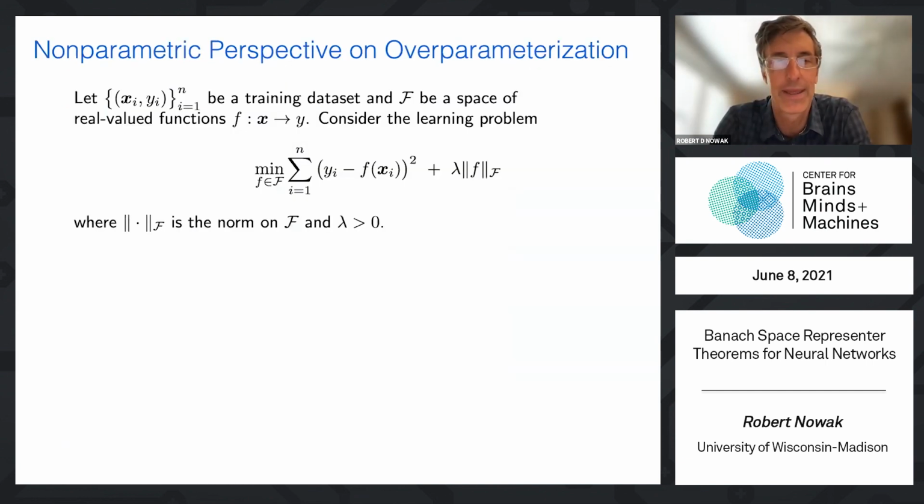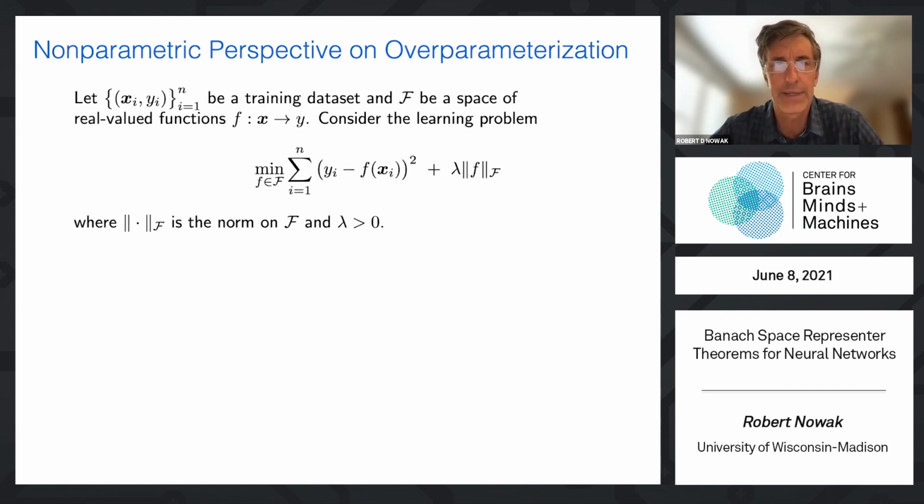The way I'm going to look at things today is what I'll call a non-parametric perspective about overparameterization in neural networks. So I think everybody's familiar with the idea of overparameterization. It just means that we're going to use neural networks that have very, very wide layers of neurons in them, many more neurons than there are even training examples that we're fitting to. So that's the so-called overparameterized regime of machine learning and neural networks.